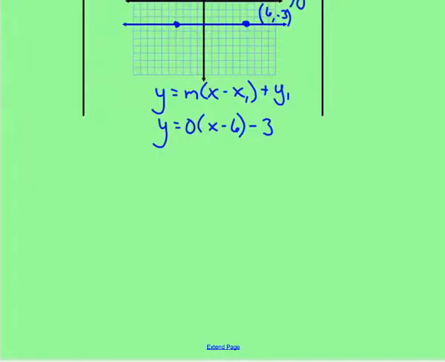And in this case, anytime you've got something multiplied by 0, we're going to go ahead and simplify this. 0 times the quantity x minus 6 is 0. So this equation simplifies to y equals -3. So as a reminder, horizontal lines, the y value doesn't change, so you get a y equals. You have a 0 slope when you've got a horizontal line. And then vertical lines have an undefined slope, and you get an x equals equation because the x value never changes along that line.